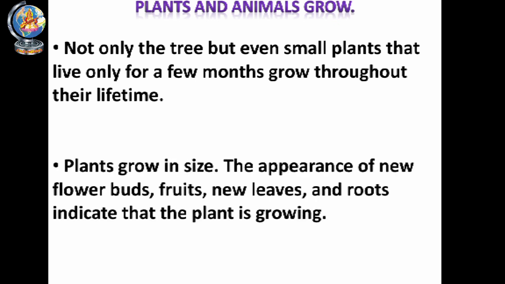Plants grow in size. The appearance of new flowers, buds, fruit, new leaves and roots indicates that the plant is growing. We just discussed, right, that it will get new leaves, new fruits, new buds and flowers, and roots will also develop inside the soil. So we can identify that plants grow throughout their lifetime.